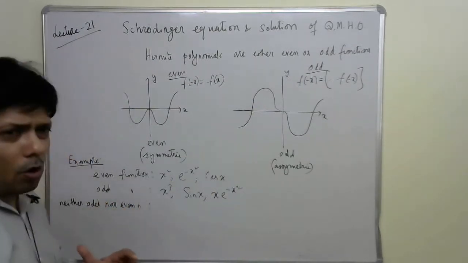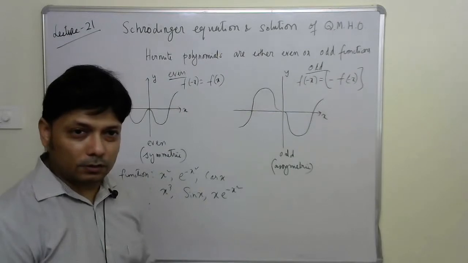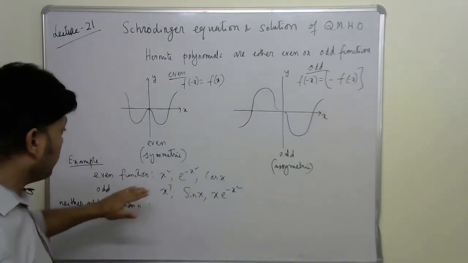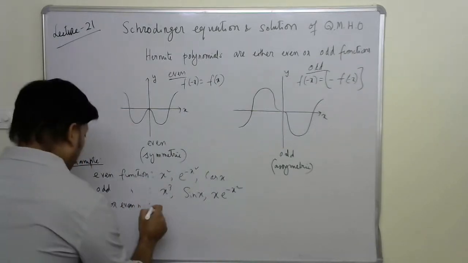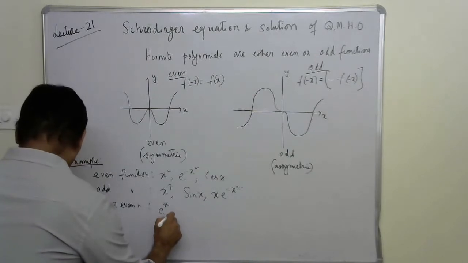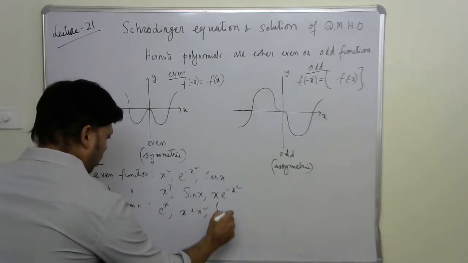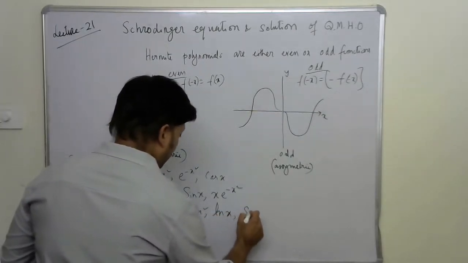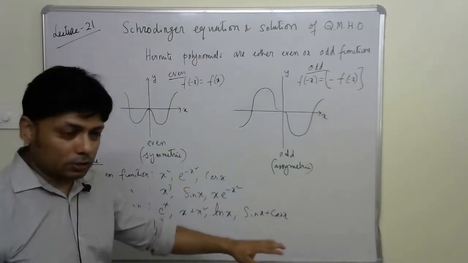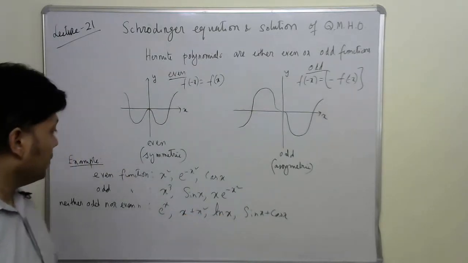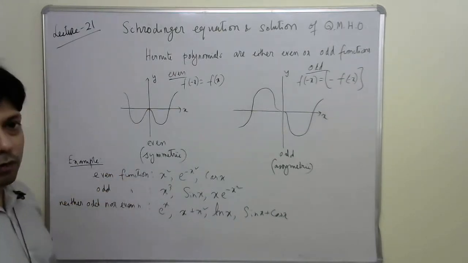It is not necessary that all functions can be classified as even or odd. There are functions that can be neither even nor odd. The functions that we are unable to classify as either even or odd, we can definitely say are neither even nor odd. These are e to the power x, x plus x square, natural log of x, or say sine x plus cos x. You can see that the majority of functions are probably neither odd nor even, but some of them can be classified as even or odd functions.